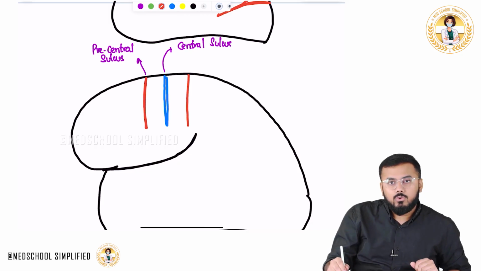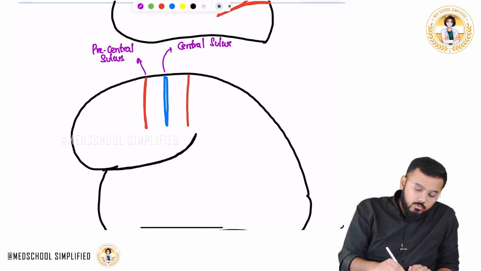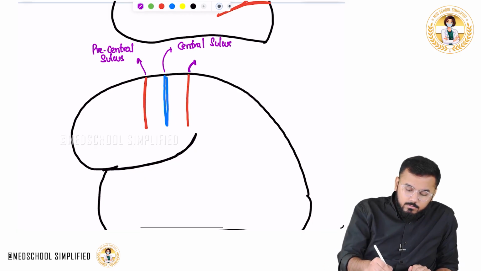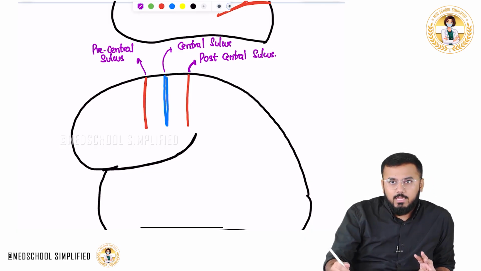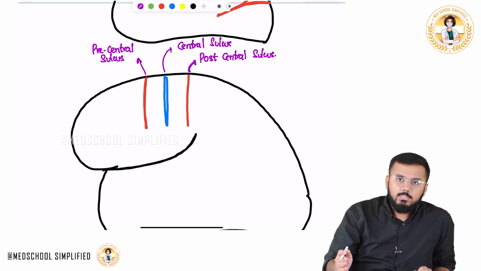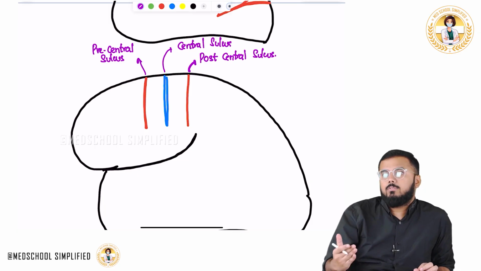In the same way, if I draw a line behind the central sulcus, what is this line called? This is called the postcentral sulcus. So here we have three important sulci: the central sulcus, the precentral sulcus, and the postcentral sulcus.